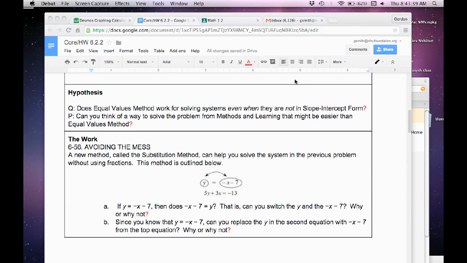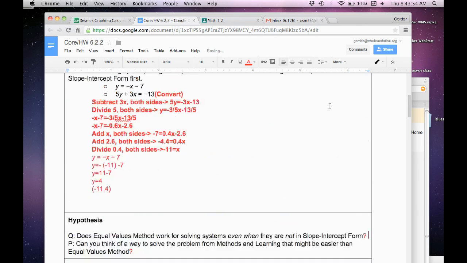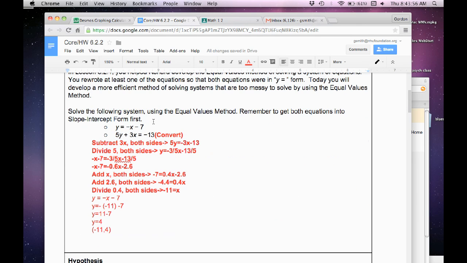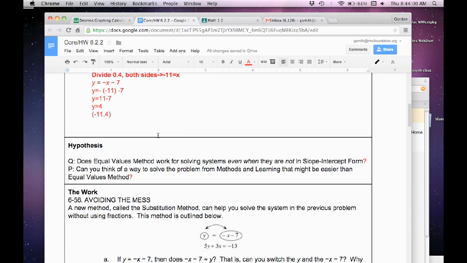Okay, we're going to look at the hypothesis from core work 6.2.2. First question says, does the equal values method work for solving systems even when they are not in slope-intercept form? This is a familiar question. Basically, we can look back and we're like, well, yeah, we were able to use the equal values method, but first we had to convert both equations into slope-intercept.